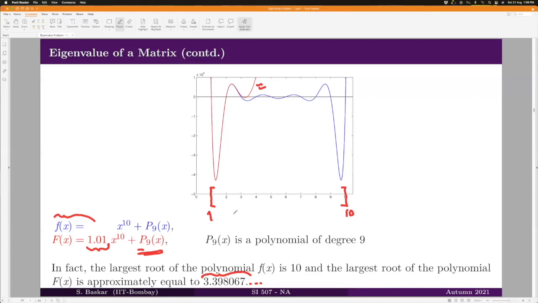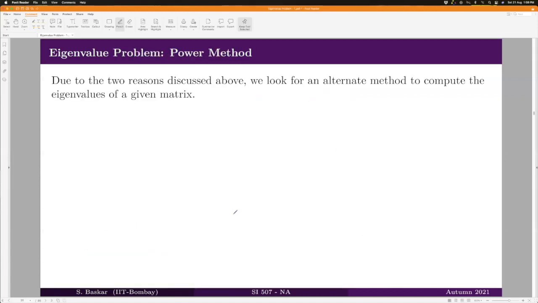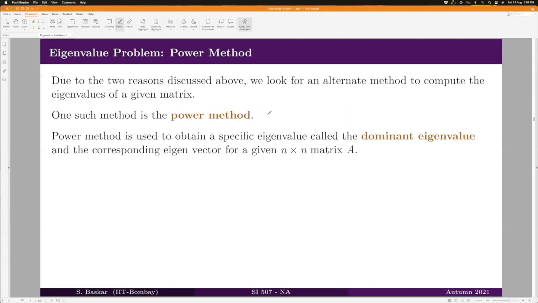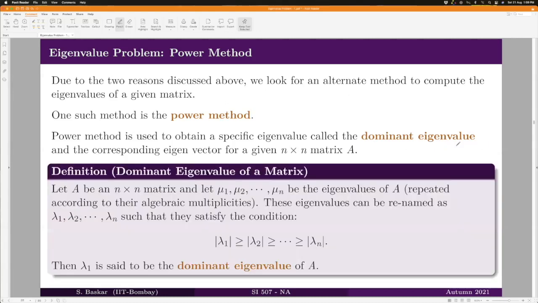Now the next question is then how to obtain eigenvalues without going to the roots of the characteristic polynomial of the matrix. There's one more way which is used in computing the dominant eigenvalue of a matrix, and that method is called the power method. As I told, it just computes the dominant eigenvalue of the matrix. Let us first see what is meant by dominant eigenvalue.